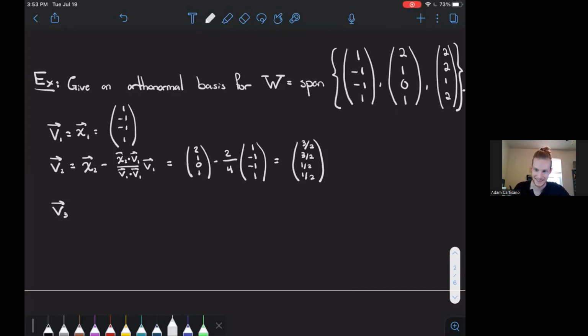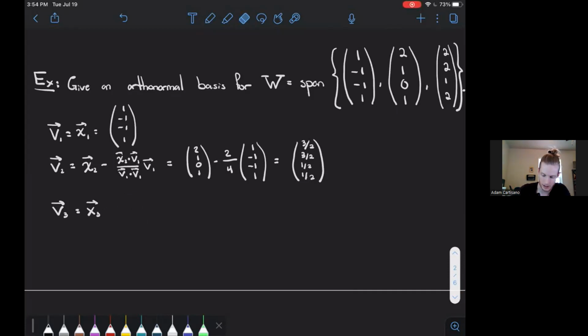Okay, v3 is x3 minus the projection of x3 onto v1, x3 dot v1 over v1 dot v1 times v1, minus... well, okay, it's not right for me to write this just yet.